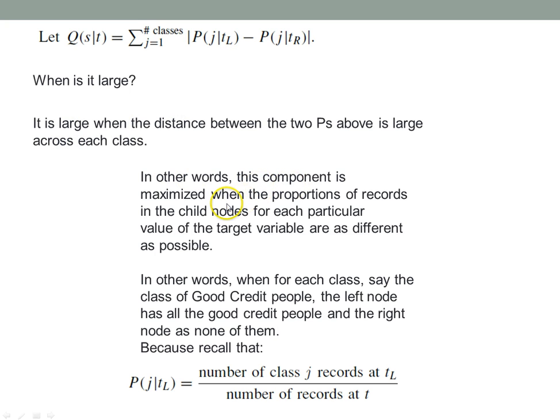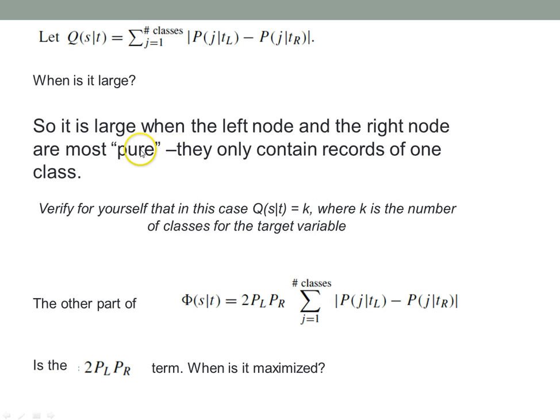But in general, we might have more than two classes. So in other words, this Q is maximized when the proportion of records in the child nodes for each particular value of the target variable, what's the target variable? The thing we're trying to predict, which is good or bad credit, are as different as possible, right? That's what we've been saying. We want big differences between the proportions of good versus bad in the two child nodes. In other words, for each class, say good credit people, the left node has all good credit people and the right node has none of them. So, just repeating what we've said, it's large when they're most pure.